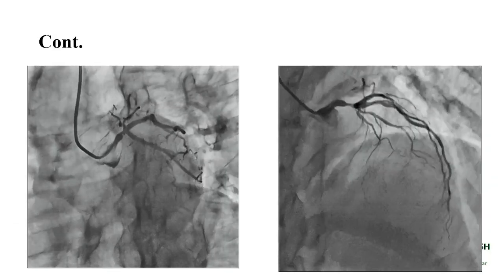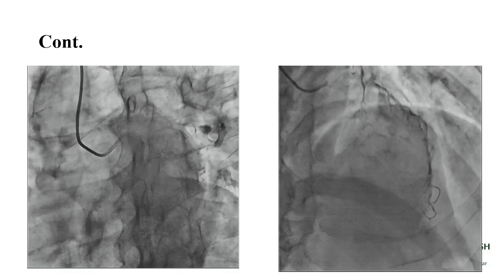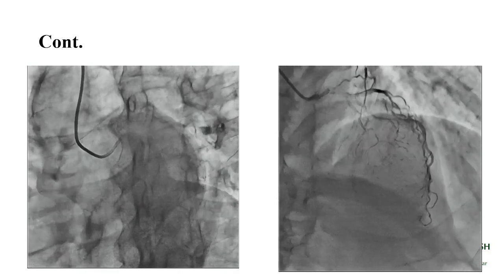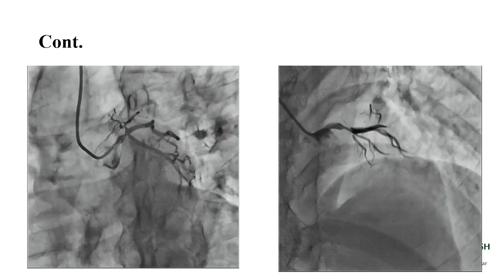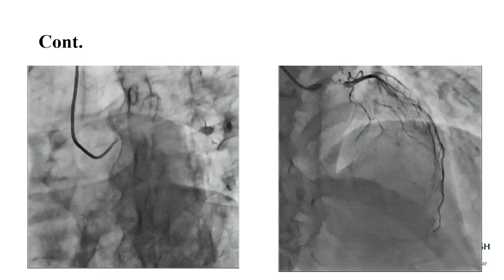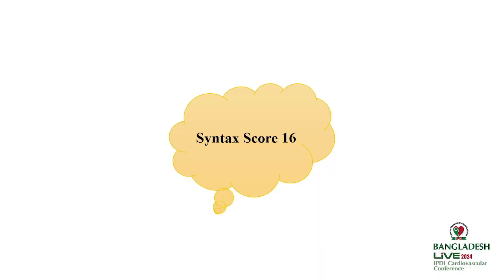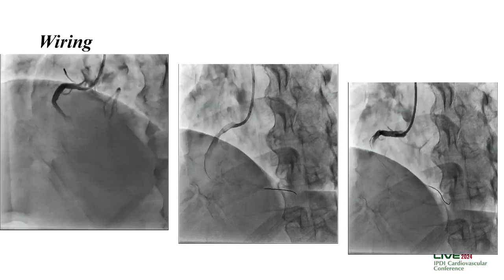This is the view of the left coronary system, and you should appreciate the distal left main has critical disease, and it seems to involve the circumflex ostium, while the ramus ostium is normal, and there is a tiny LAD-like vessel originating from the left main. We did the SYNTAX score, and his SYNTAX score was 16. Then we planned for PCI.